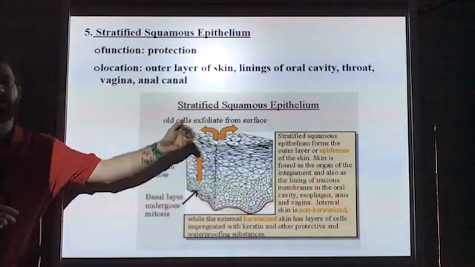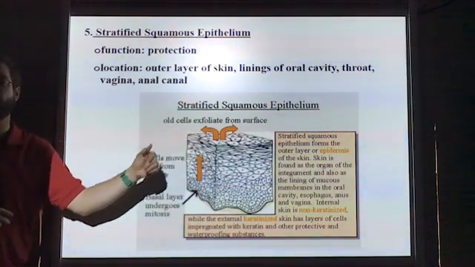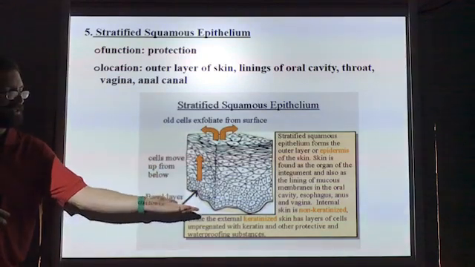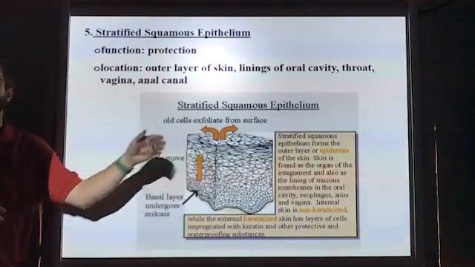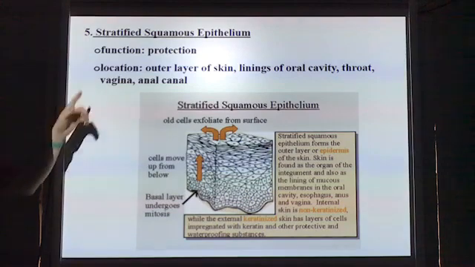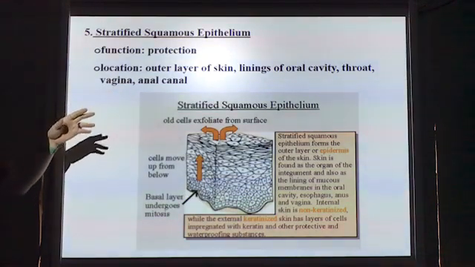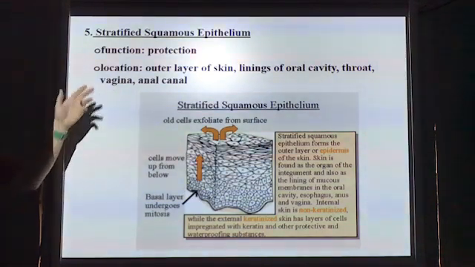So even if you don't get a sunburn or you don't scratch your arm, you're still going to lose these layers, okay? Because as the new ones are made, it pushes up and causes those other ones to be lost. Linings of the oral cavity, so in your mouth, the throat, the vagina, the anal canal.